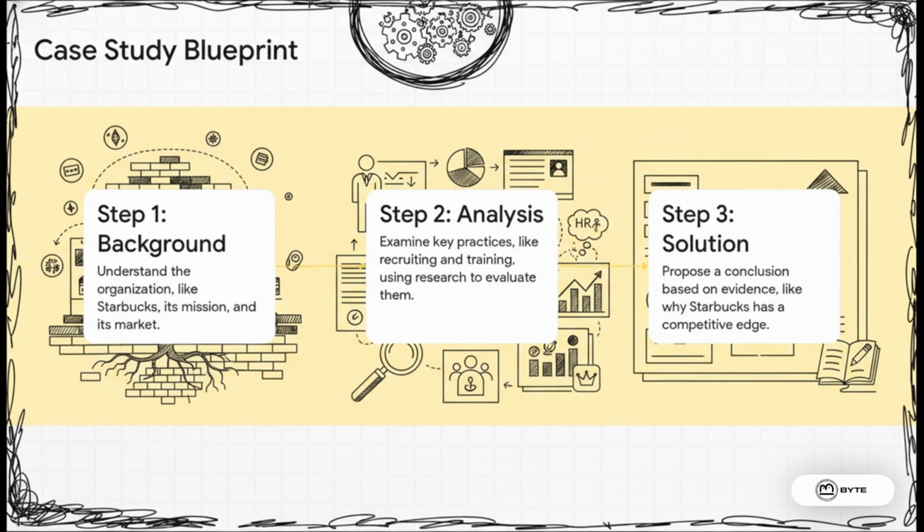The structure is super methodical. First, you've got to lay the foundation, right? You understand the company's background, its mission, its competitors. Then you move on to the analysis, where you examine specific things like its HR practices. And finally, you use all that analysis to build to a conclusion, in this case, how its investment in its partners gives it a real competitive edge. It's a totally logical flow from context to details to insight.